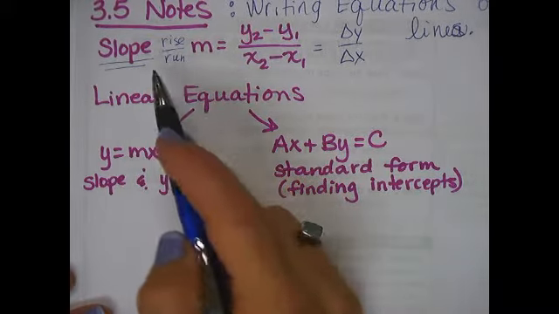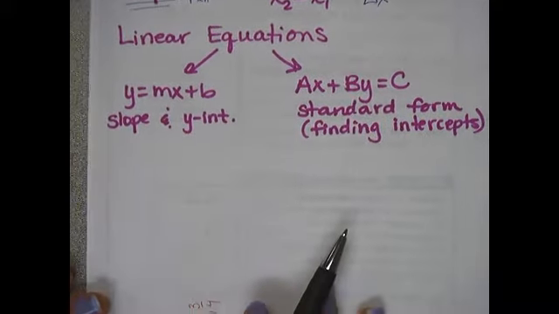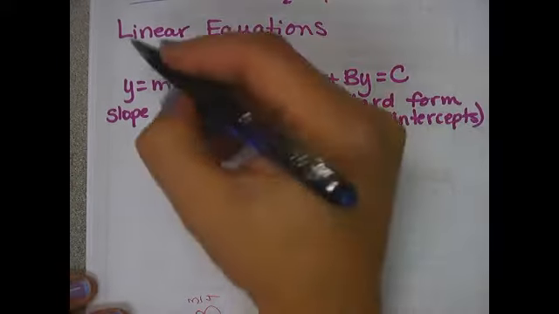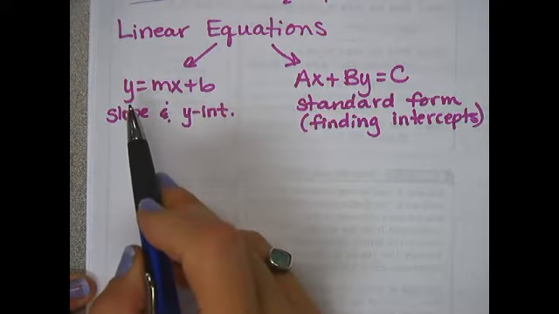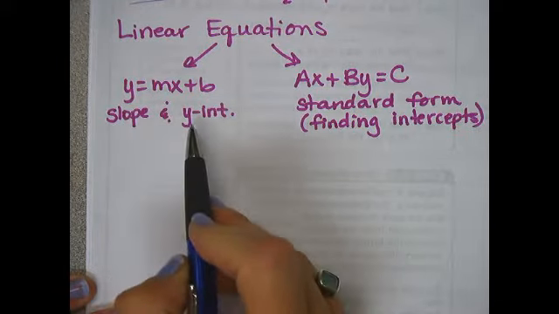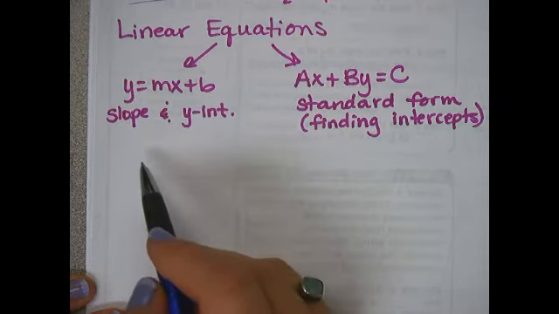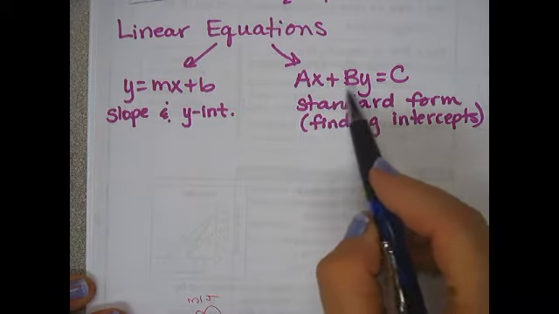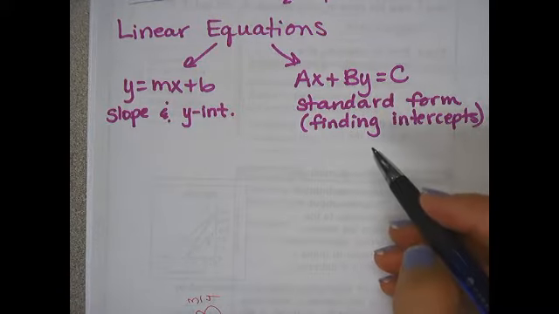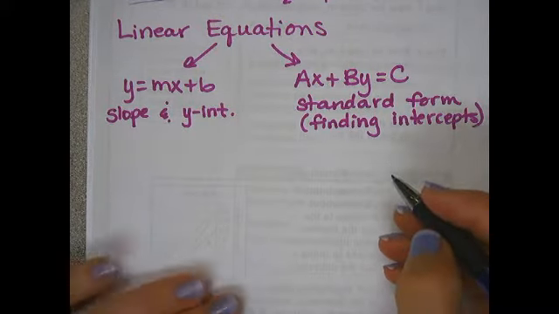Slope is obviously a critical feature of a line when we're writing an equation. I want to review a couple of forms of linear equations. Remember that we've got what's referred to as slope-intercept form, y equals mx plus b, and standard form, ax plus by equals c.